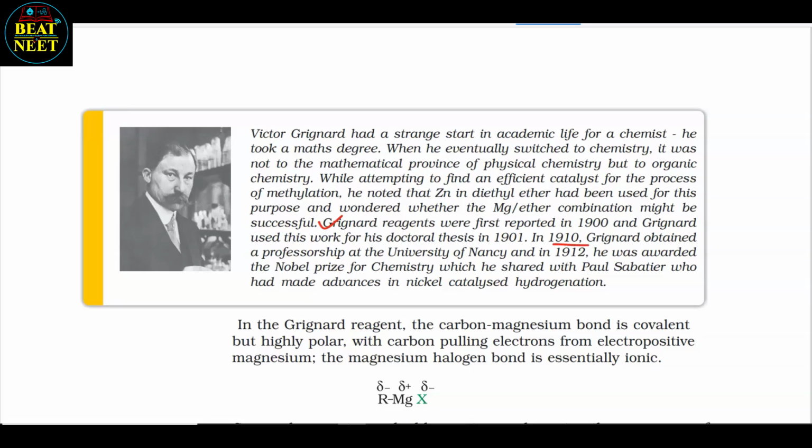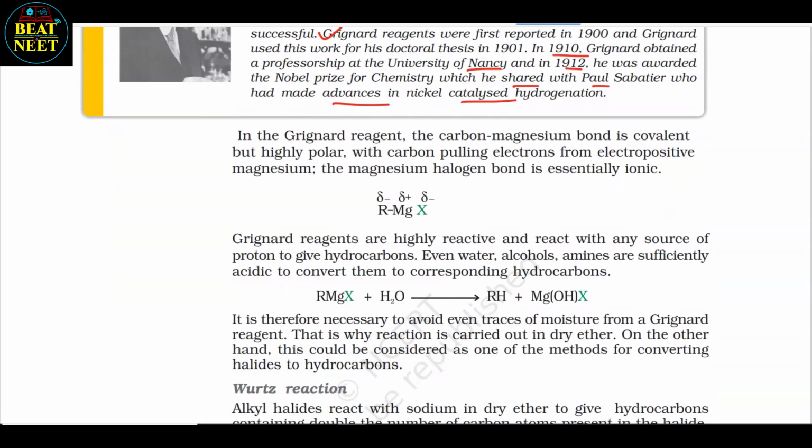In 1910, Grignard obtained a professorship, and in 1912 he was awarded the Nobel Prize for Chemistry, which he shared with Paul Sabatier, who had made advances in nickel-catalyzed hydrogenation.